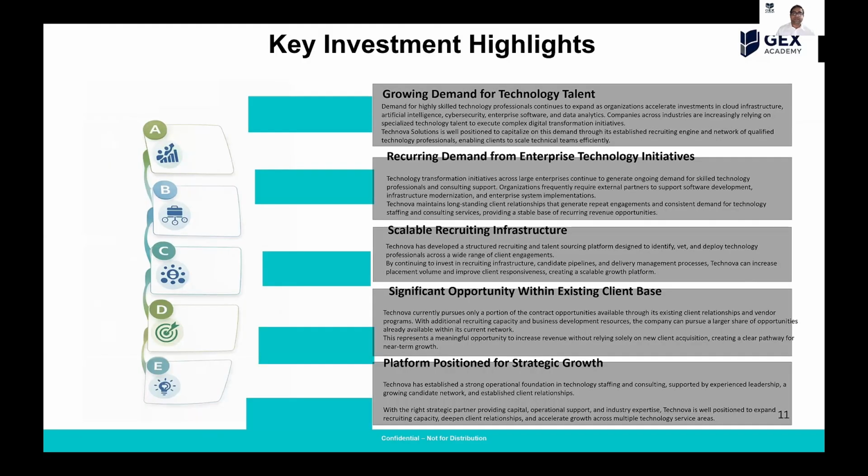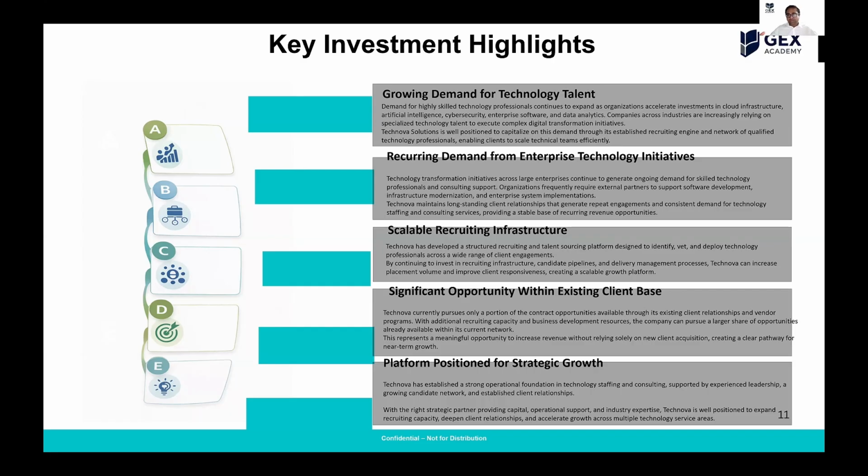So this slide brings together many of the themes that we've discussed throughout the sim. And it also begins to articulate the overall investment thesis for the opportunity, right? So as investors, we're always trying to understand not only what a company does today, but why it may be positioned to create additional value in the future. The slide highlights 5 areas that management believes are key. The first investment highlight is a growing demand for technology talent, right?